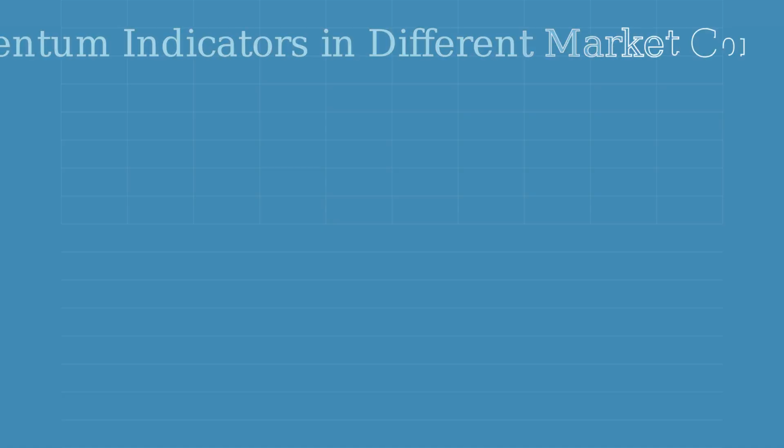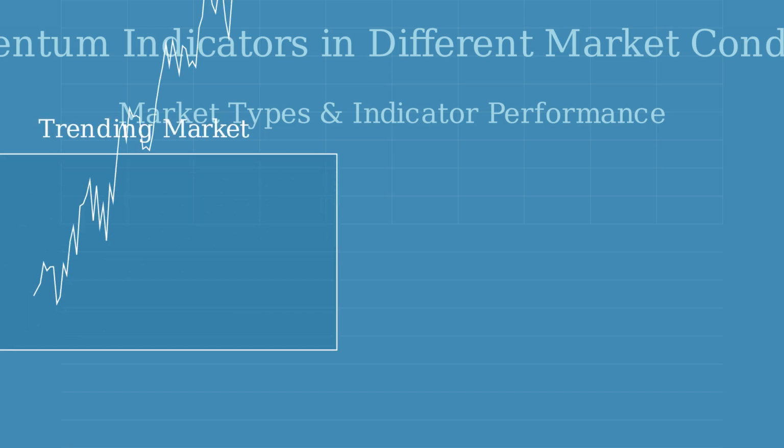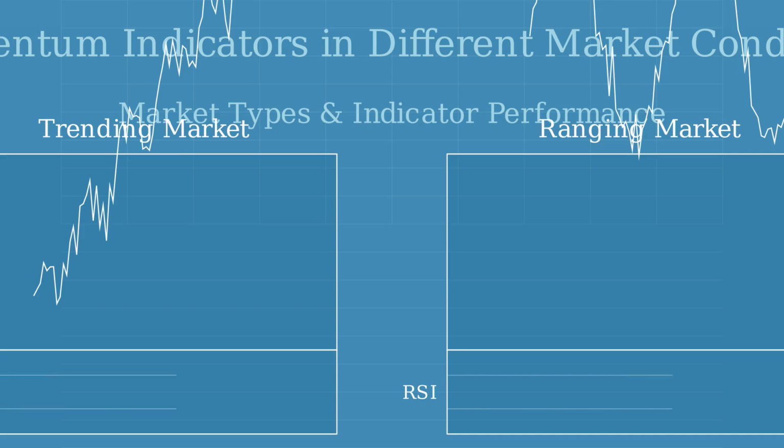Momentum indicators behave differently depending on market conditions. Let's examine how they perform in trending versus ranging markets. In a trending market, price moves consistently in one direction with occasional pullbacks. While in a ranging market, price oscillates between support and resistance levels without a clear directional bias. Let's examine how the Relative Strength Index, or RSI, behaves in each market condition.